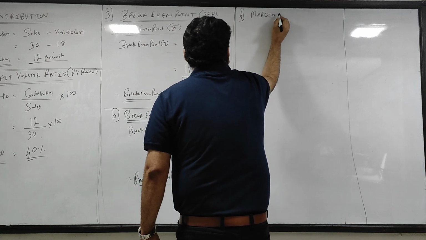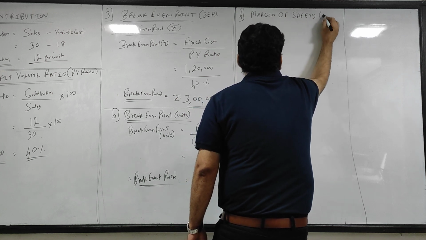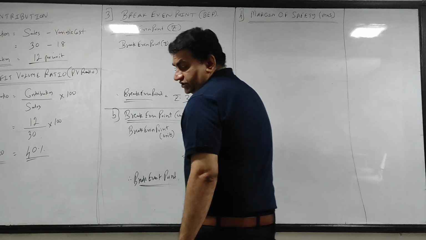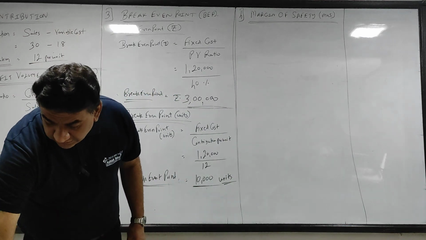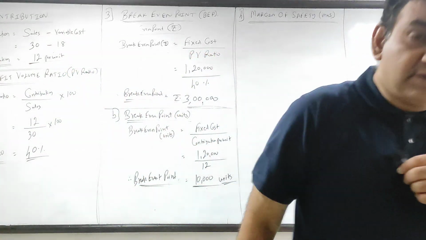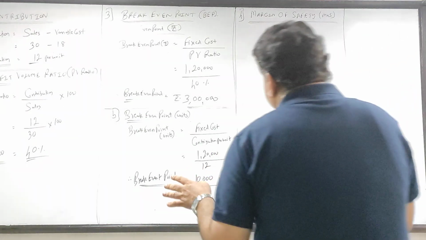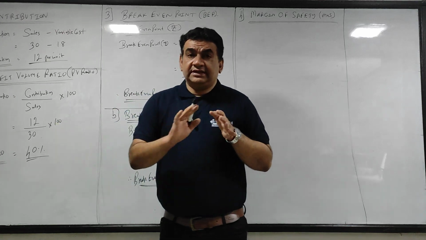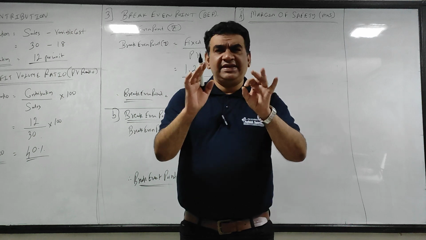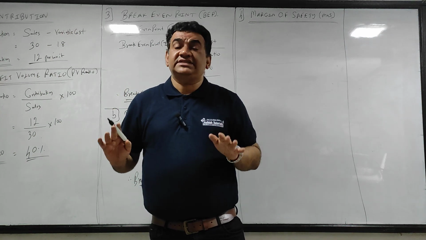Fourth, margin of safety, which we call MOS. Now see, what do you mean by margin of safety? The words say margin and safety. That means that margin where you're safe. I'm explaining you very logically. Margin of safety means that margin where you are safe.